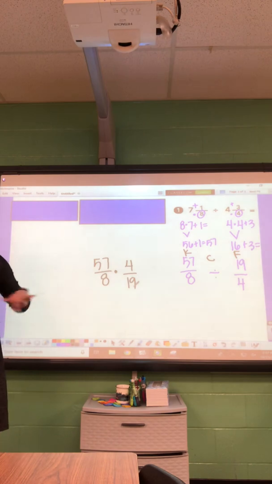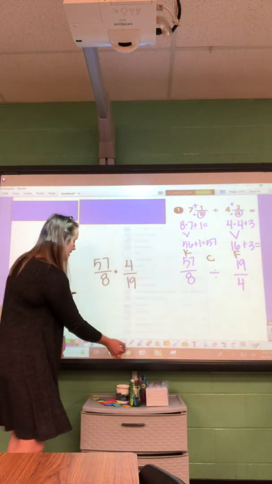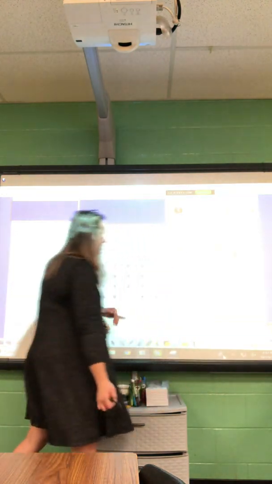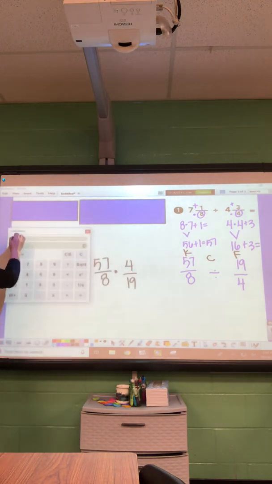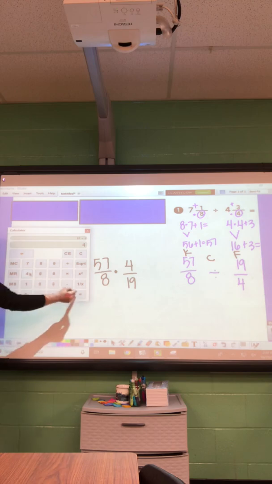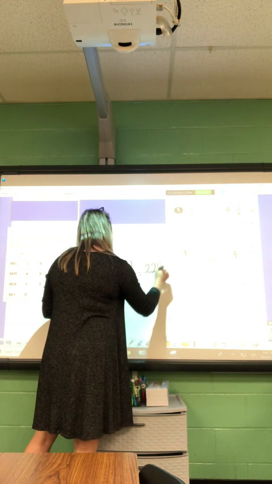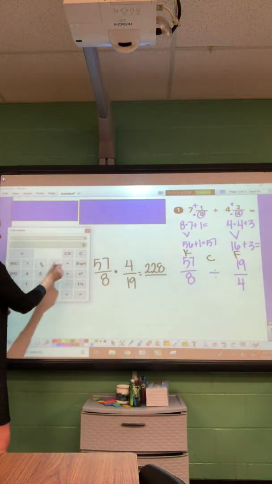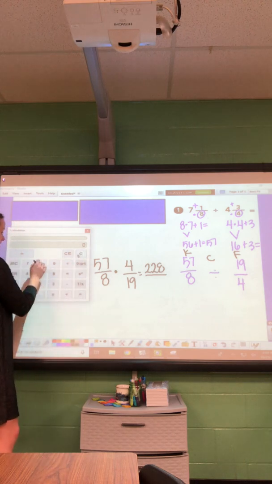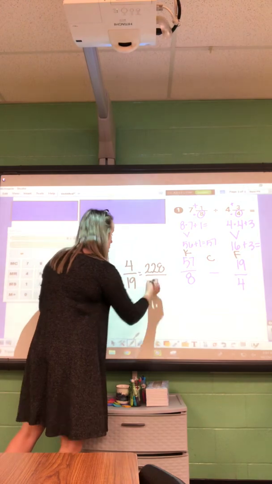On this page, your multiplication is getting bigger and bigger. So I will allow you to use your calculator. But notice this is the only time I have brought out my calculator. So I'm going to do 57 times 4, which is 228, over 8 times 19, which is 152.